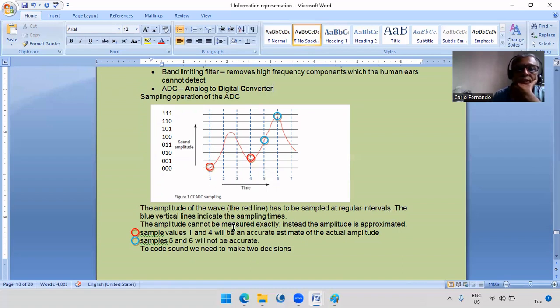The blue vertical lines indicate the sampling times. If you take a recording here and the next recording is here, you have missed everything in between. It's not a good recording. So you have to take them closer, at regular intervals. You take one here when the wave is moving, another one here, another one here, another one here, like that. 7 samples are being taken here, going on to the 8th here.